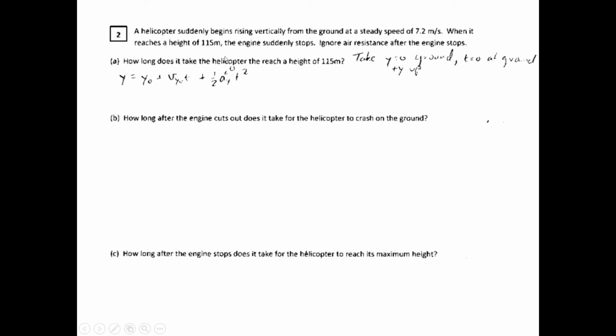Thankfully, this t squared term goes to 0 because ay is 0 all the way between what we call t initial and t final, which is when it reaches 115 meters. So I can plug into the remaining parts of the equation. y final is 115 meters. If it starts out at y equals 0, when it goes up 115 meters, it's at y equals 115 meters. y initial is 0. vy initial is plus 7.2 because plus y is up.